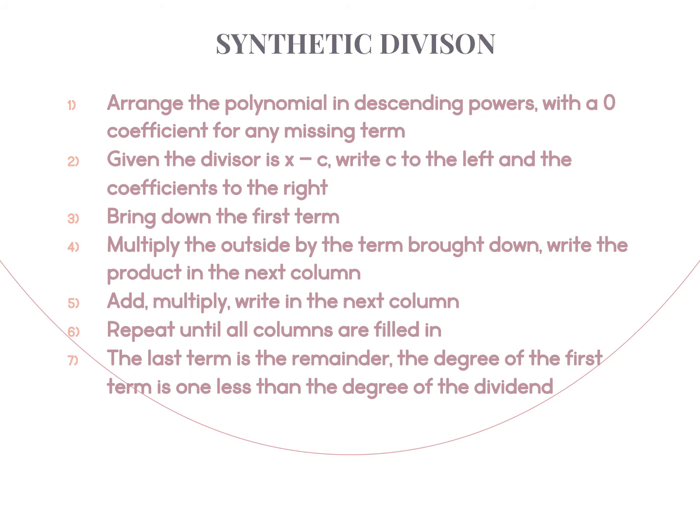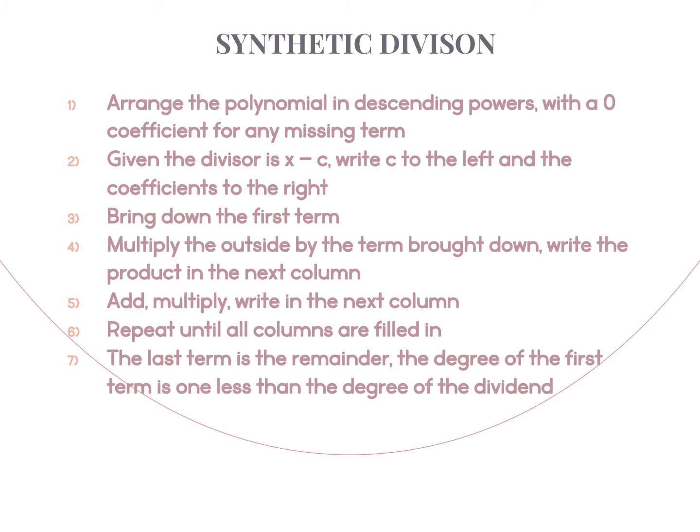We're going to multiply the outside number, that c value, by the term brought down. We're going to write the product in the next column. We'll add, multiply, write it in the next column, and we're going to keep repeating until all the columns are filled in. The last term is the remainder, and the degree of the first term is always going to be 1 less than the degree of the dividend.